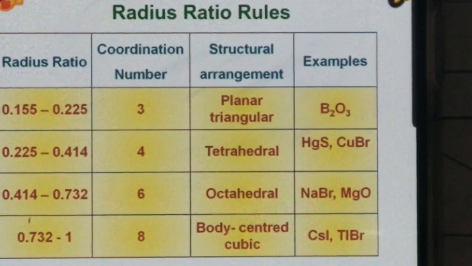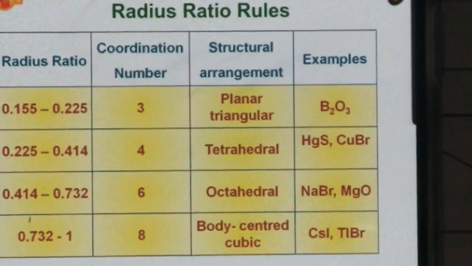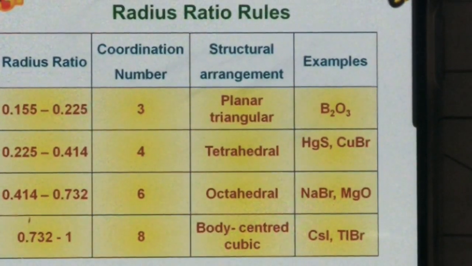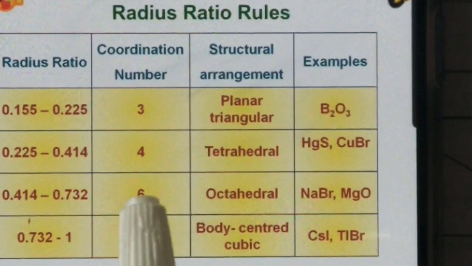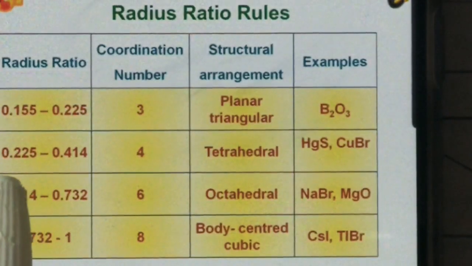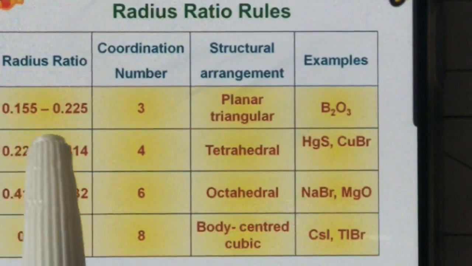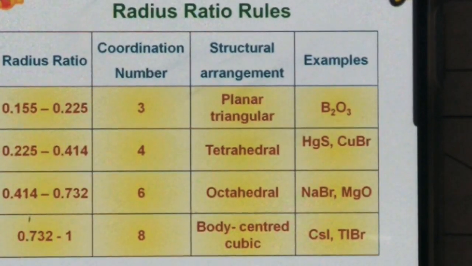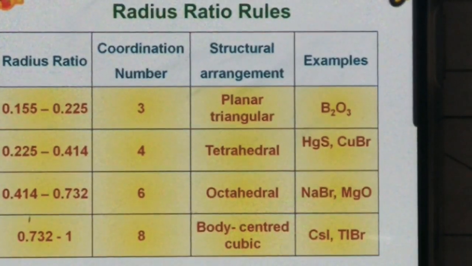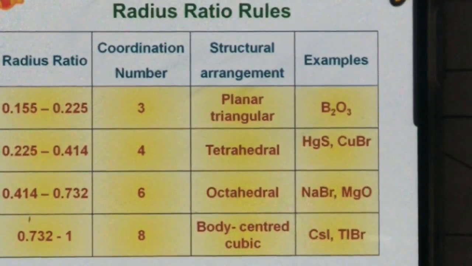So this table we require to solve this type of numerical questions. So you have to remember this limit 0.4 to 0.7, that you remember. 0.225 you are remembering for tetrahedral void. So 0.225 to 0.414 for the tetrahedral, 0.155 to 0.225 for the planar triangular. Okay, and for body center it is 0.732 to 1. How this value arrived? For that, for tetrahedral and octahedral, you should remember how the radius ratio value comes.